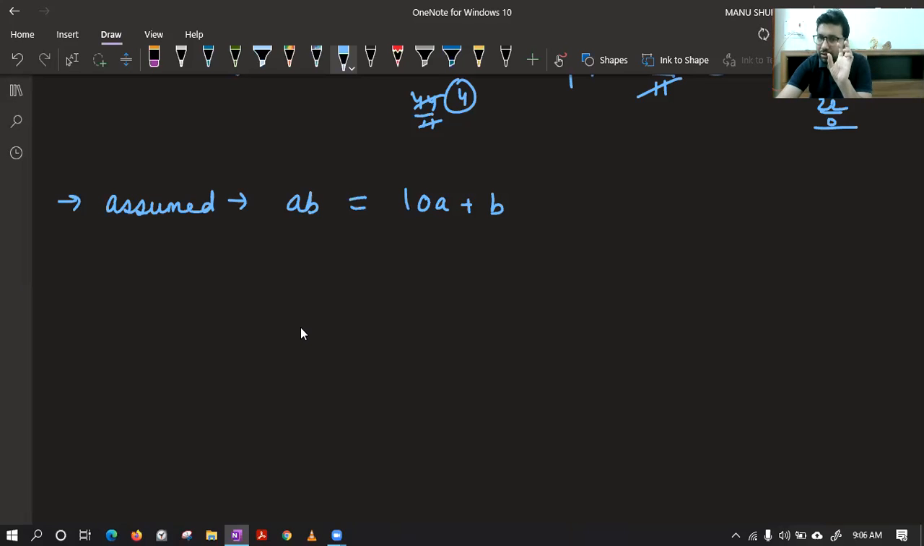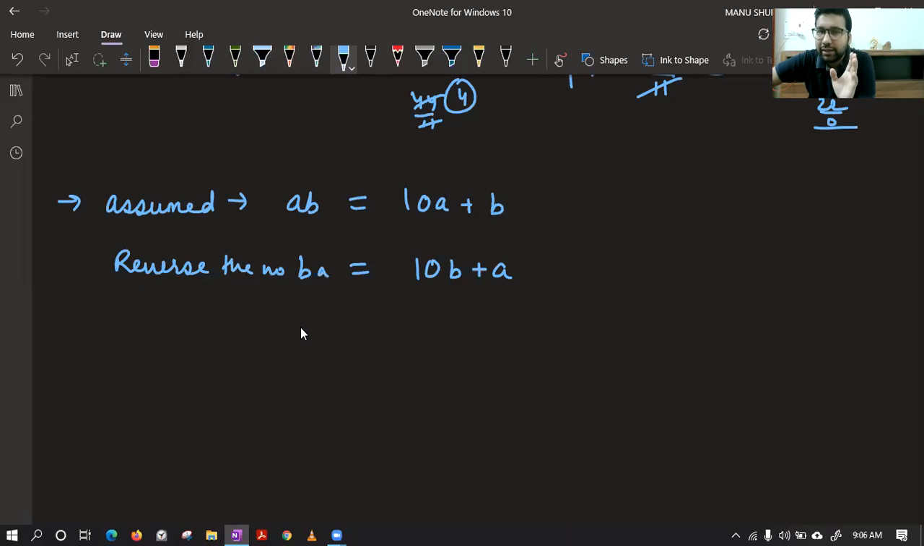Now we have done the reversal. It's okay, Nanya. Now reverse the number. It becomes 10B plus A. Any problem, class?